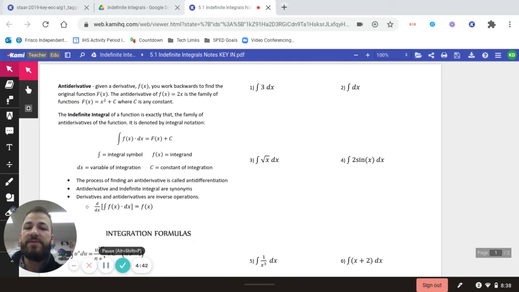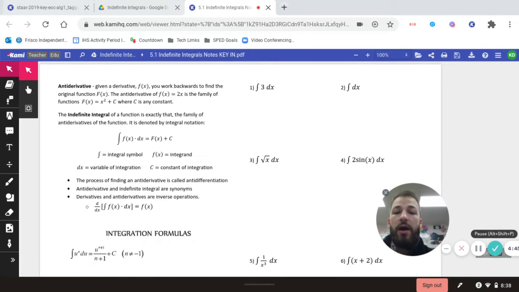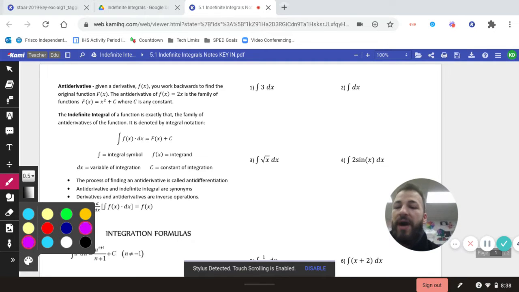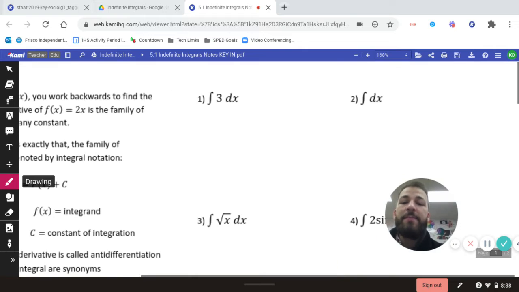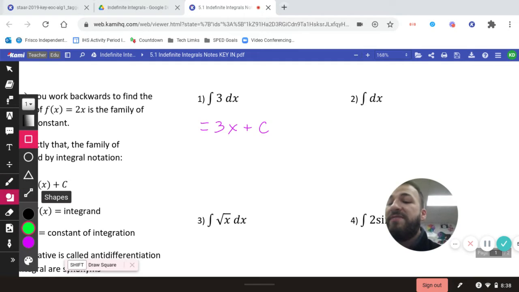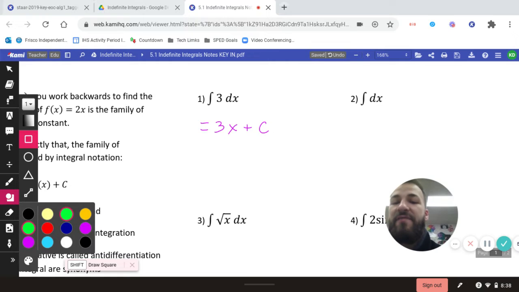So let's look at some examples. Number 1, I have the integral of 3 dx. So I'm integrating by x, and you have to think backwards. What function's derivative is 3? Well, that would be 3x. So the integral of 3 would be equal to 3x plus c. You always have to add that c when you're doing indefinite integrals. It is key and hugely important, okay? And your check, if you want to check, you can always go back and derive it.